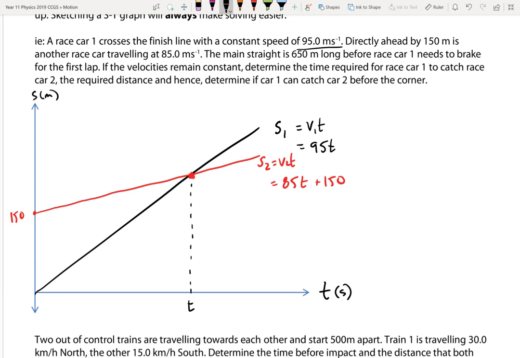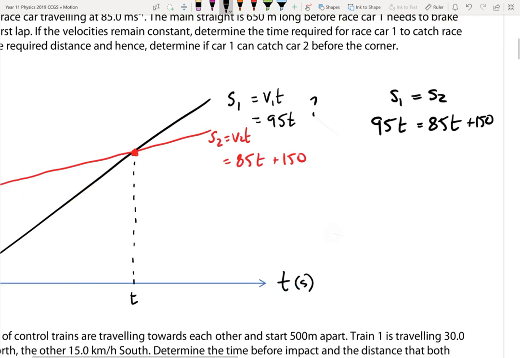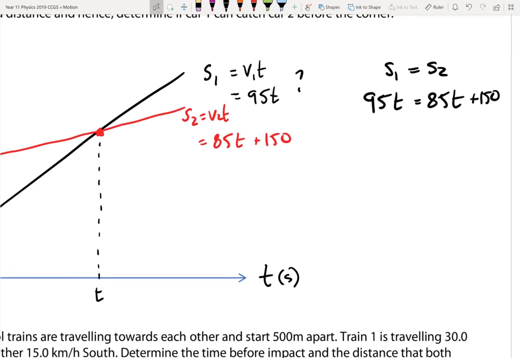Let's figure out how far the cars travel and is it possible? So this is the whole question. We're going to equate S1 equals S2, so 95t equals 85t plus 150. And again, for this equation, there's only one possible solution. Subtract 85t from both sides, and then solve for t.